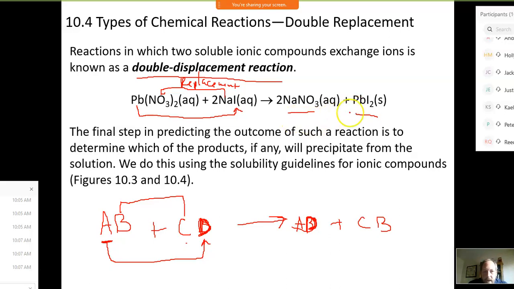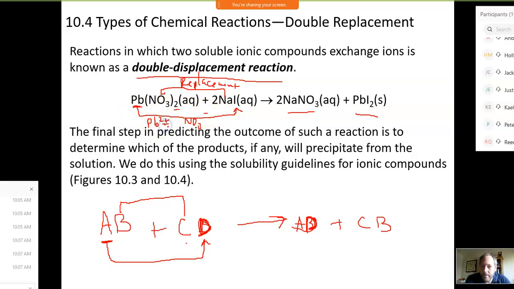If you're wondering about all the numbers, that goes back to the charges, right? This lead has a 2+ charge. That lead has a 2+ charge. How do we know? Because nitrate has a 1- charge from the polyatomic charge sheet. Lead is one of the post-transition metals, so we can have more than one charge. So this goes back to naming again and writing formulas. Since my nitrate has -1 and I have 2 of them, that means my lead has to have a 2+ charge.